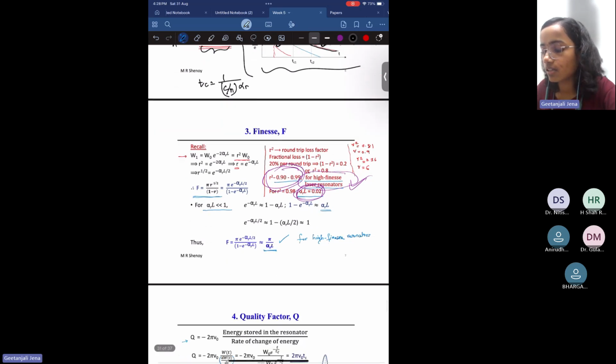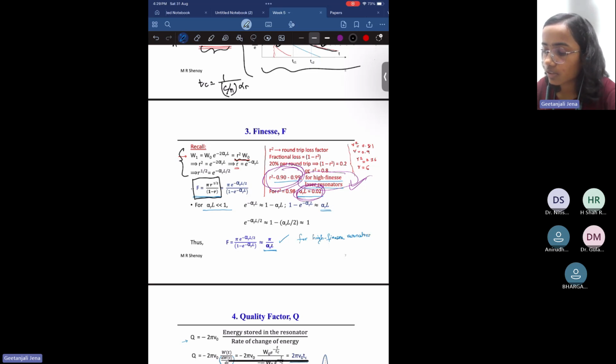And for finesse, we have already seen one relation of finesse with the reflectivity, that is F equals pi root R divided by 1 minus R. So now, as you know, omega 1 is nothing but, after one round trip, omega 0 e to the power minus 2 alpha R L. This means after one round trip, the energy becomes omega 0 e to the power minus 2 alpha R L.